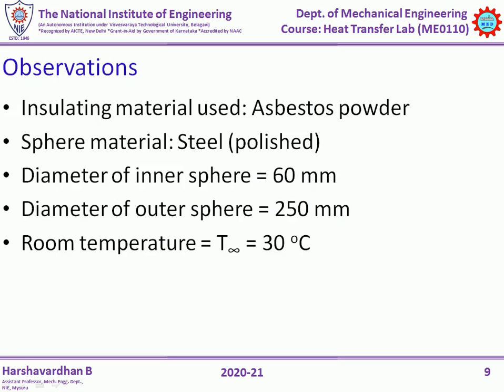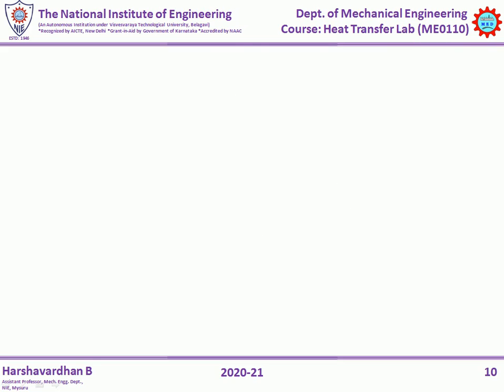So before we proceed to conduct the experiment, we need to make the following observations. The insulating material used here is asbestos powder, the sphere material is steel, the diameter of the inner sphere is 60 mm, the diameter of the outer sphere is 250 mm, and the room temperature is 30 degrees centigrade. This room temperature will be noted with the help of a thermometer. Now it's time for conducting the experiment.